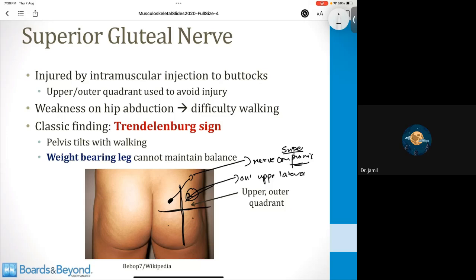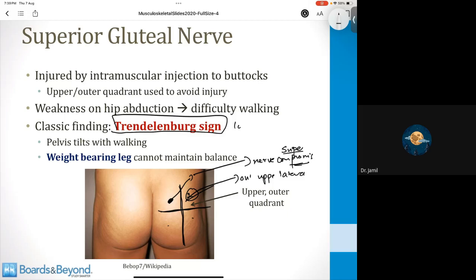Yes, perfect. As a result of compromise of the superior gluteal nerve, the individual is going to have something called Trendelenburg sign. What is Trendelenburg sign? Whenever the individual is walking, his pelvis is going to tilt to one side. That's basically called Trendelenburg sign.